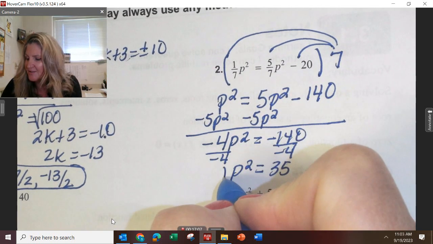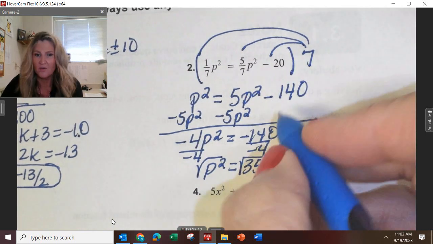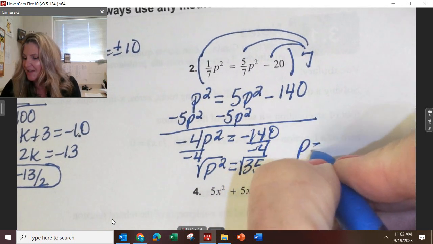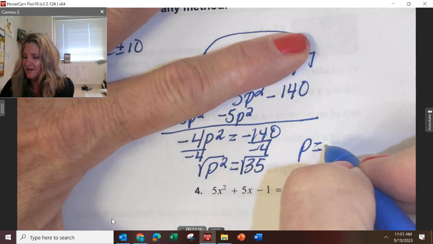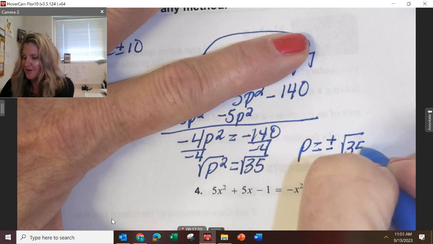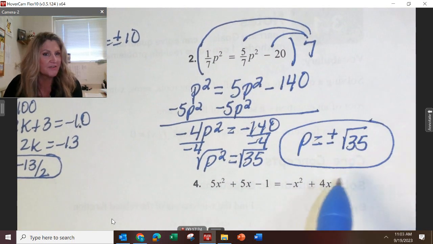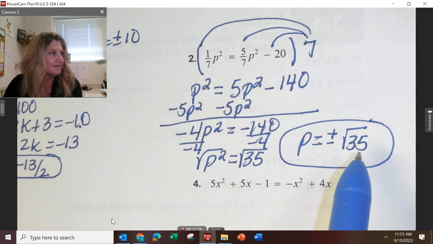Okay, now I'm going to take the square root of both sides. Is there a perfect square root of 35? No. So I just have to say p equals, what do I have to put in front? Plus or minus the square root of 35. That's how we have to answer that question. If there's no perfect square root, we just leave it like that.